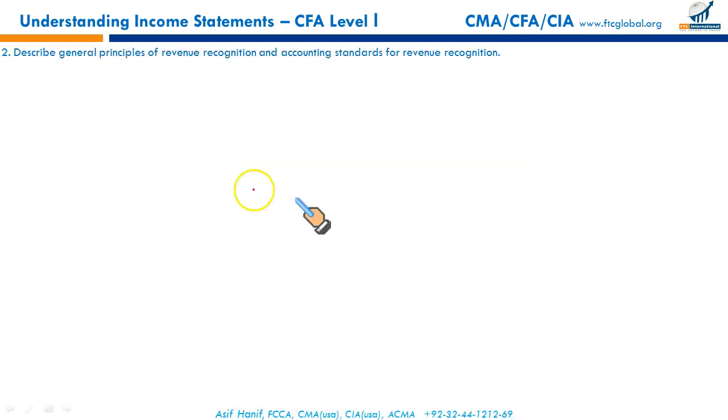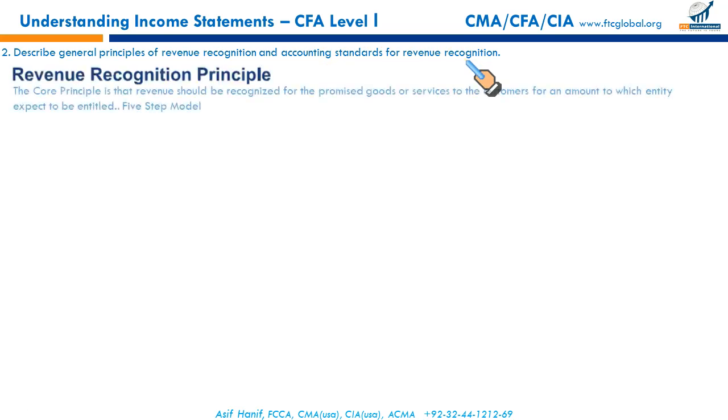Next LOS says, describe the general principles of revenue recognition and accounting standards for revenue recognition. There has been a new standard, a converged standard issued by IASB and FASB. It says the core principle under the new revenue recognition standard is that revenue should be recognized for the promised goods or services to the customer for the amount to which the entity expects to be entitled.